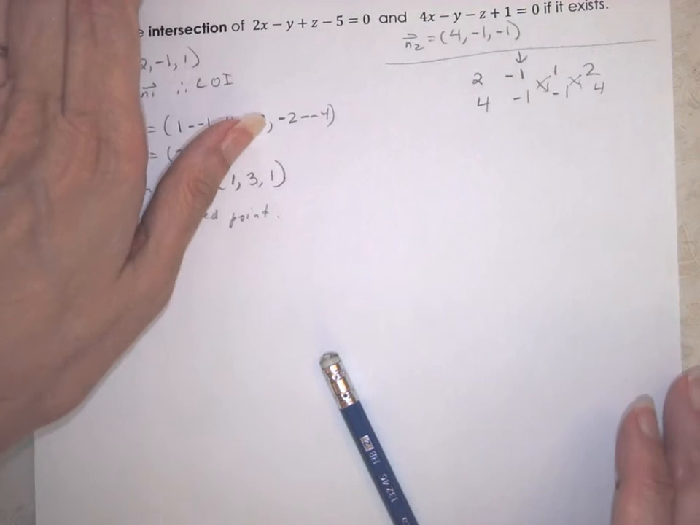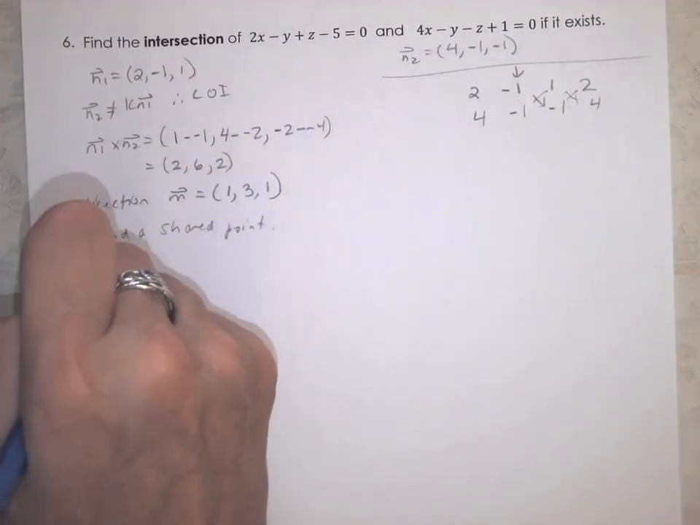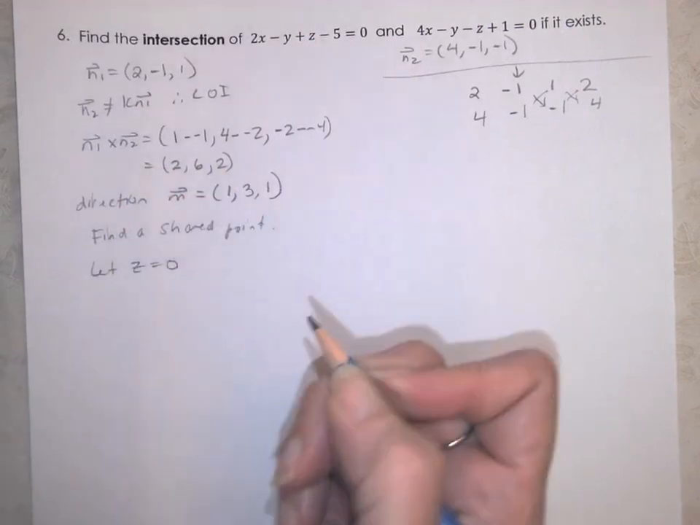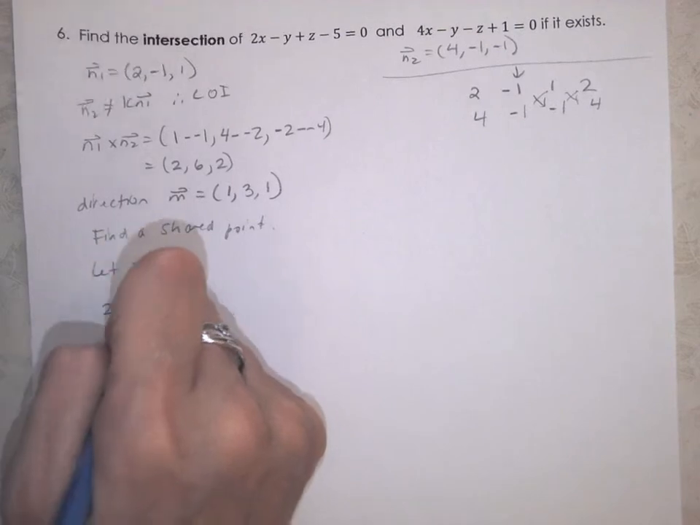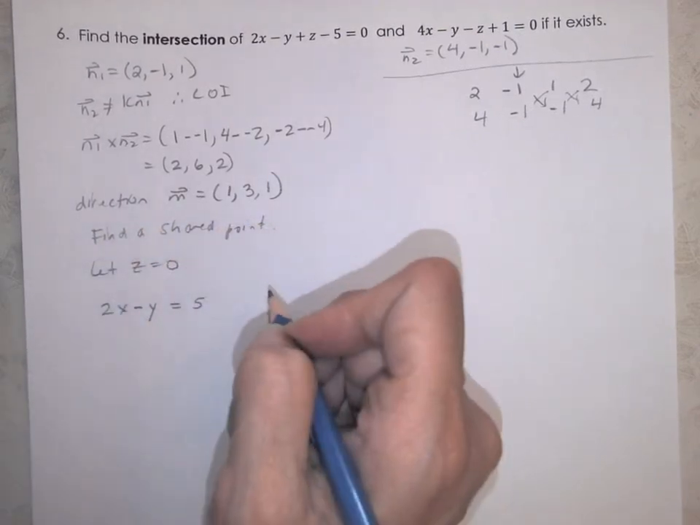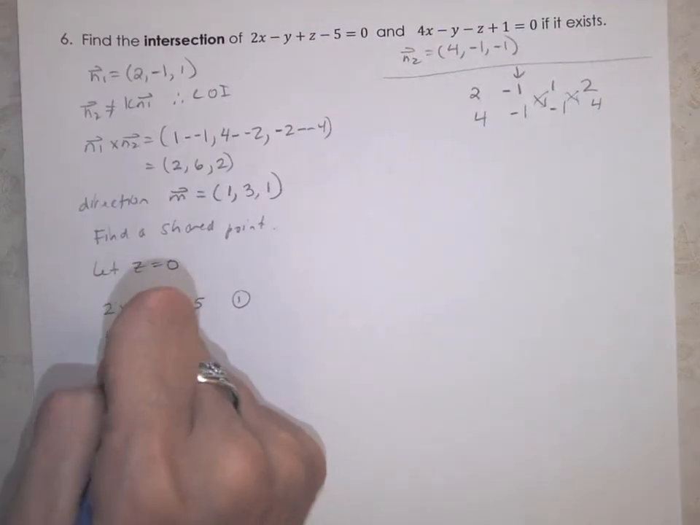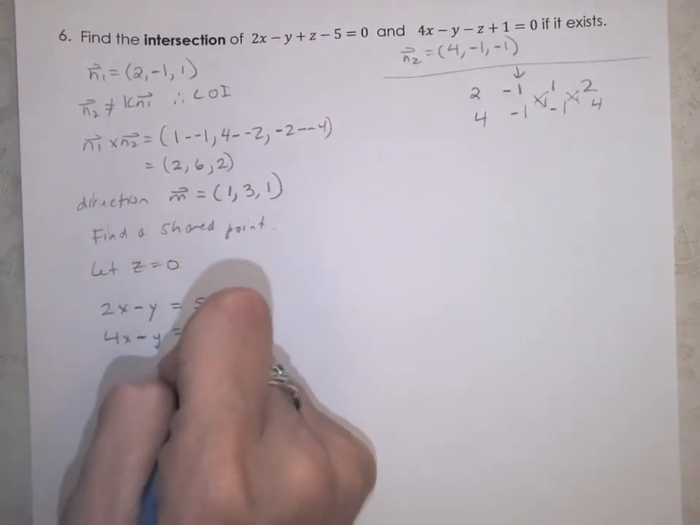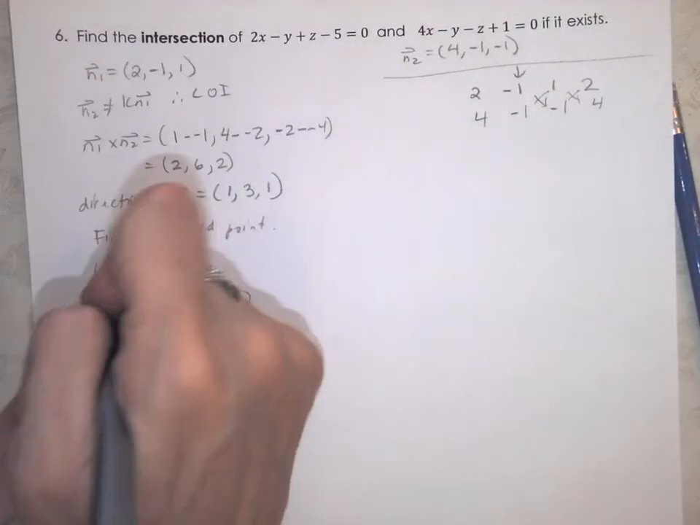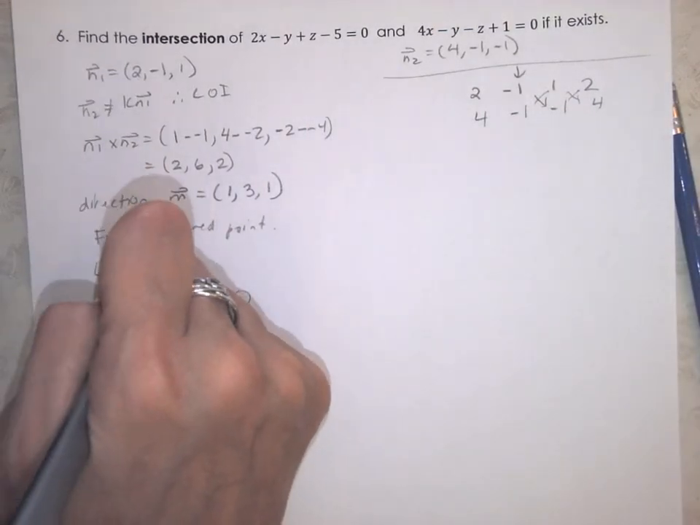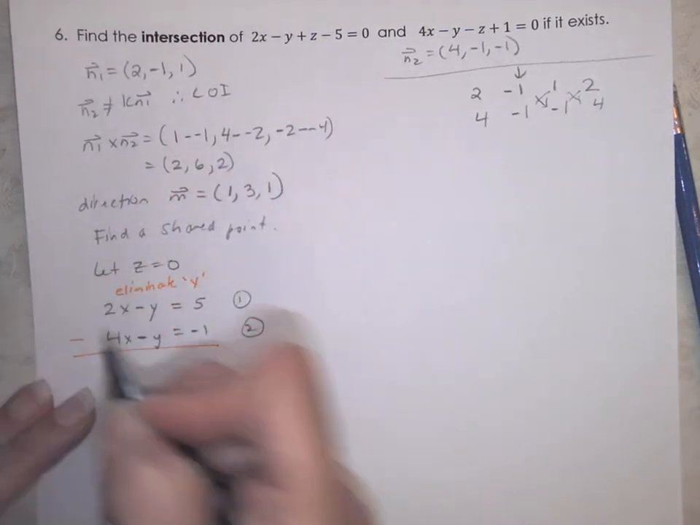Now we can let z equal 0, and we would end up with our equation 1 being 2x minus y equals 5 if we rearrange it, and our second being 4x minus y equals negative 1 if we arrange it. And we can eliminate y by subtracting. So we're going to subtract here.